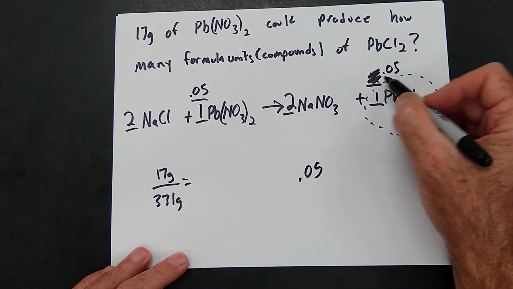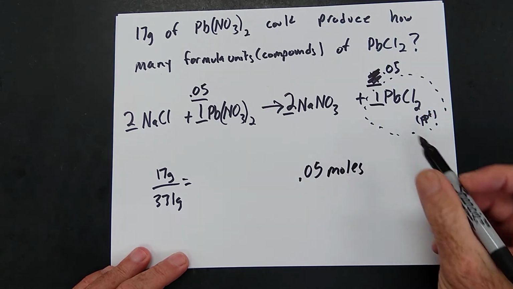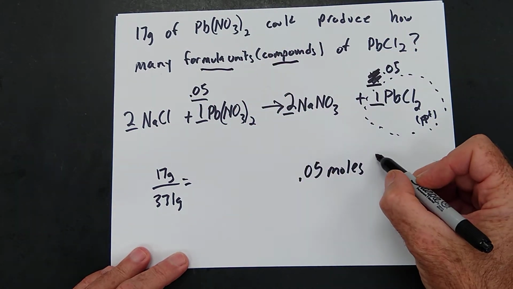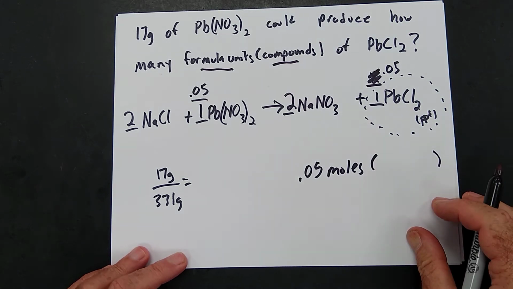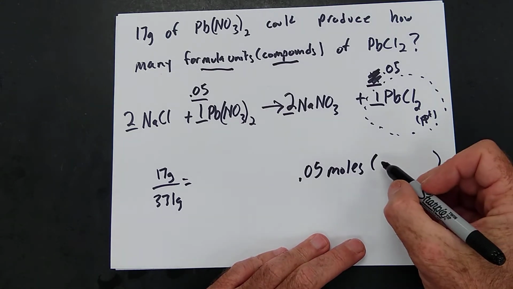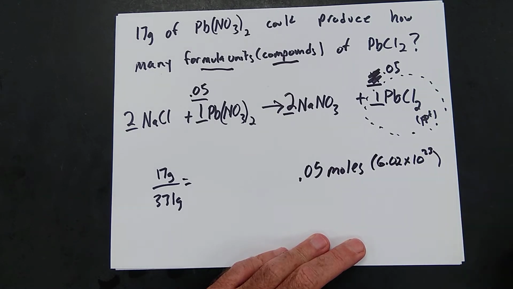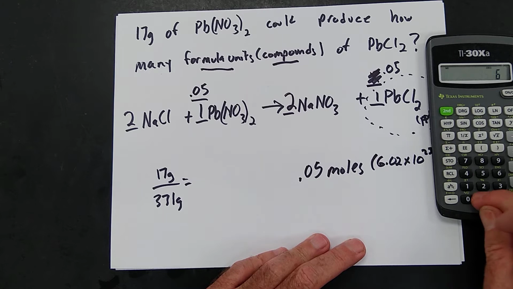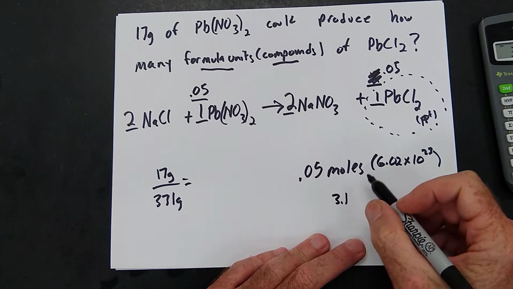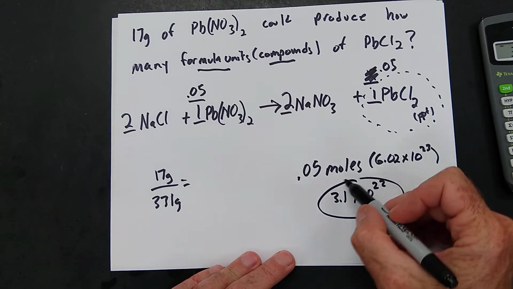0.05 what? What are these units right here? 0.05 moles. But the question says, how many formula units, or how many compounds? What's the proper number for compounds in a mole? How many atoms or how many formula units are in a mole? And the answer is 6.02 times 10 to the 23rd. So we're going to multiply these two. We get 3.1 times 10 to the 22nd. All right? And that is our answer.